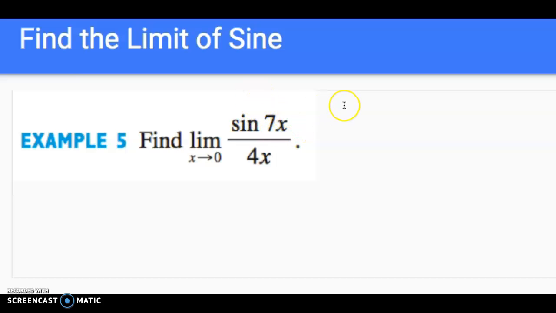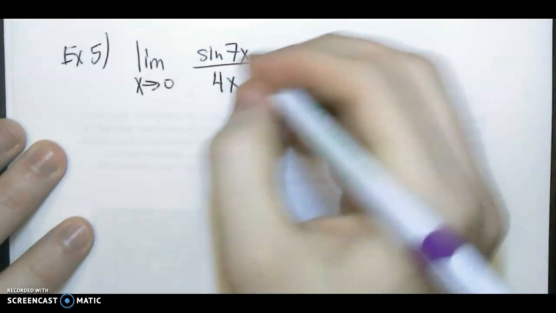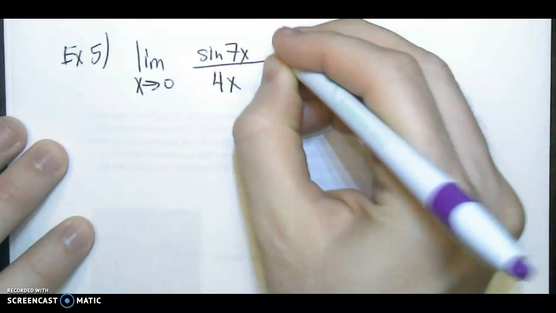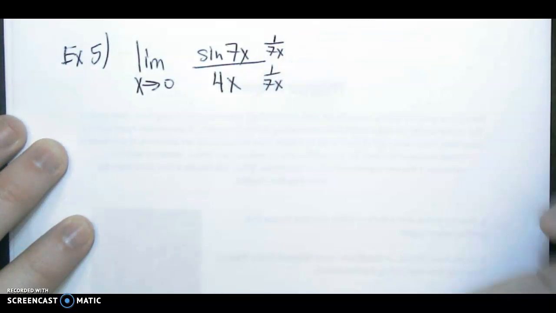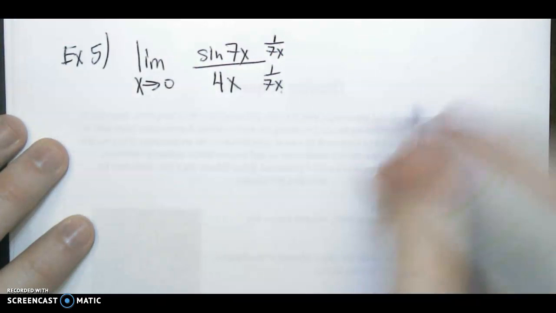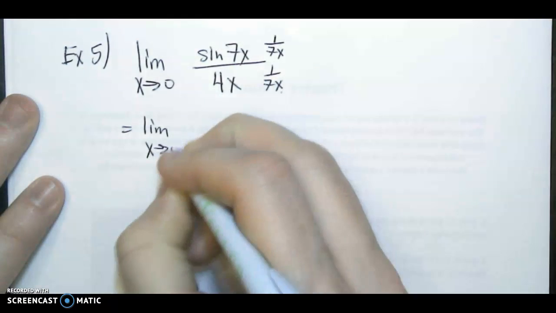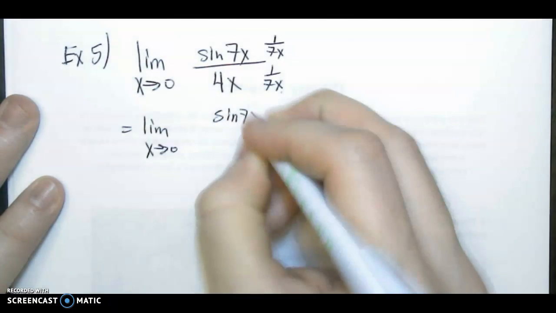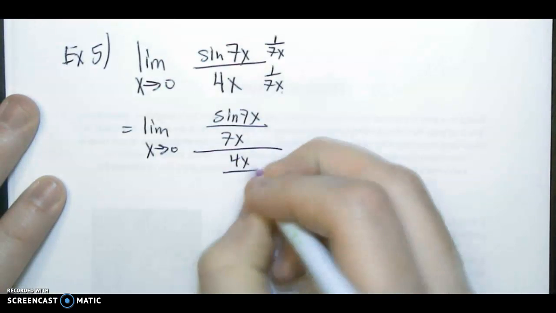In this case, the theta is a 7x. So we want to get a 7x on the bottom. So what I'm going to do is take the 7x and multiply by 1 over 7x on top and on bottom. Since I'm doing this on top and on bottom, the fraction is still balanced. So I'm going to rewrite this as sine 7x over 7x divided by 4x over 7x.